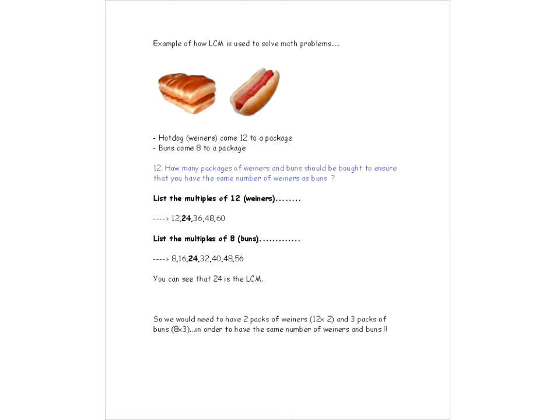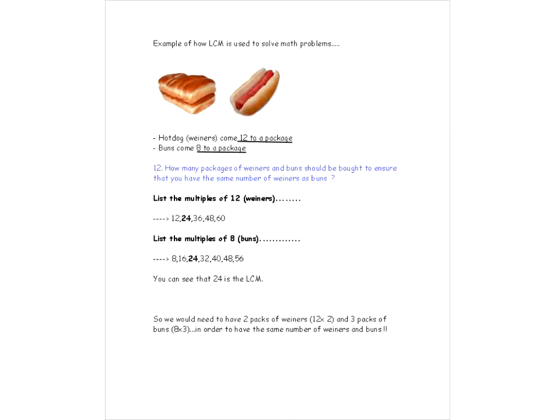So anyways, the problem we have here is one where we've got some hot dog wieners, and they come 12 to a package, and the buns come 8 to a package. So we've got different numbers for the wieners and the buns. The question we have to solve is how many packages of wieners and buns should be bought to ensure that you have the same number of wieners as buns.